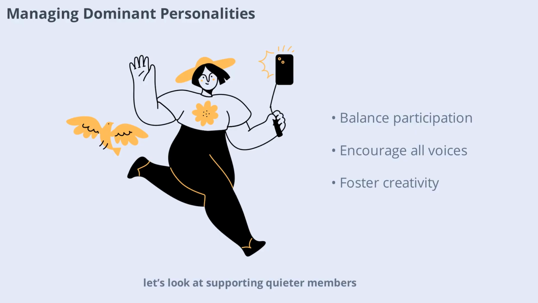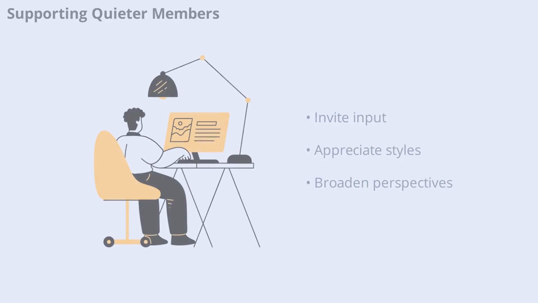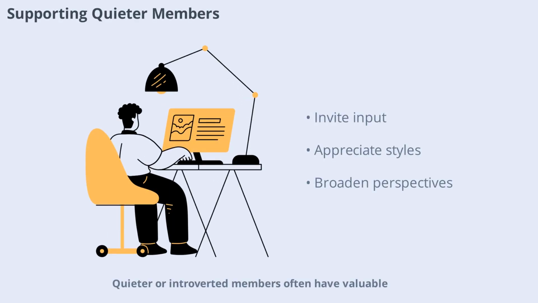Next, let's look at supporting quieter members. Quieter or introverted members often have valuable insights but may hesitate to share them. Leaders can support these individuals by directly inviting their input, providing written feedback options, or creating smaller discussion groups. It's important to recognize and appreciate different communication styles. By making space for quieter voices, the group gains a broader range of ideas and perspectives.